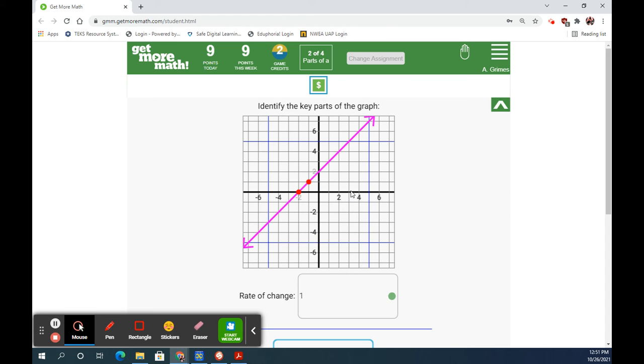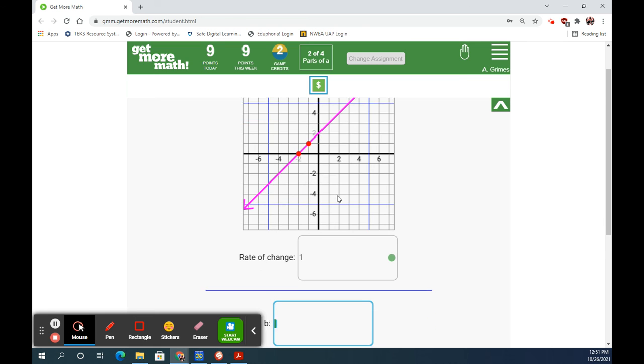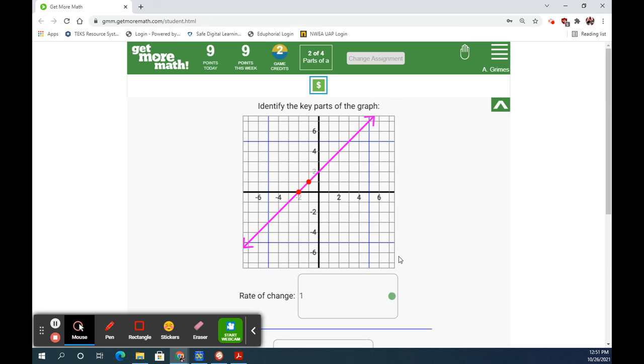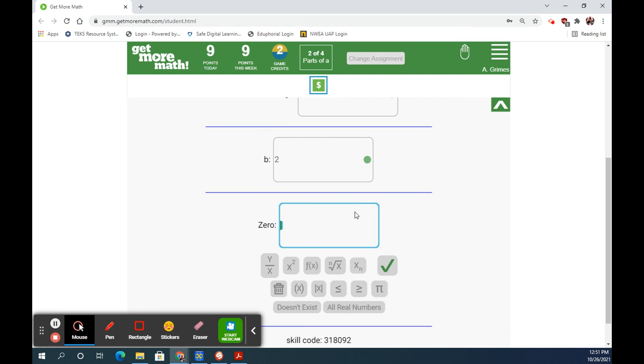What is b here? What's b? 2. We don't have to go 0, 2. B is a part of the y-intercept. So we just type in 2. What's the 0? Negative 2. Another name for the x-intercept. Negative 2. That's it.